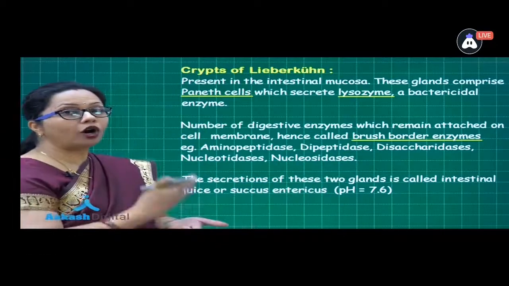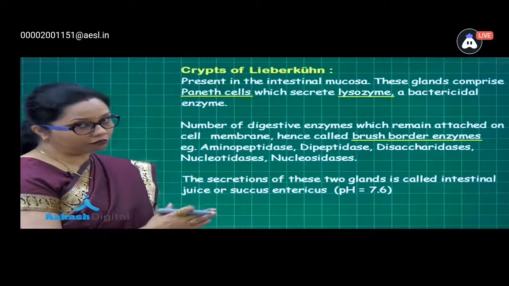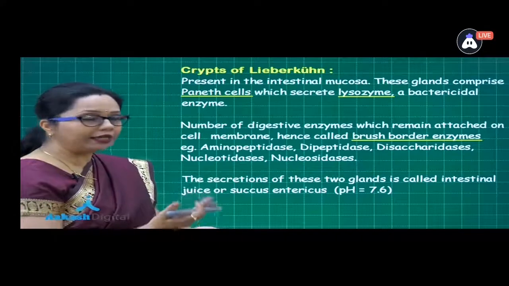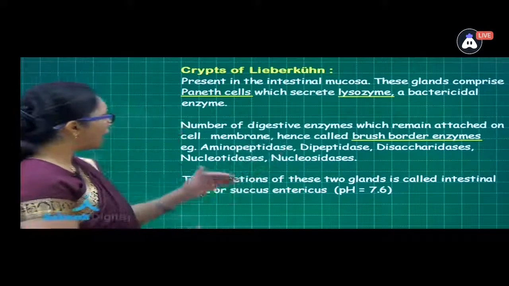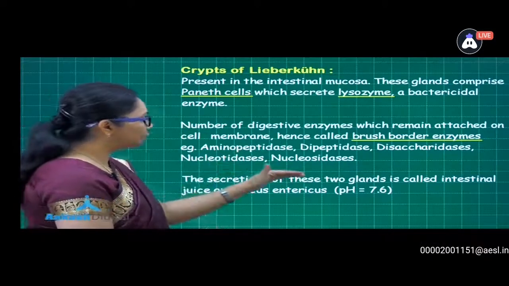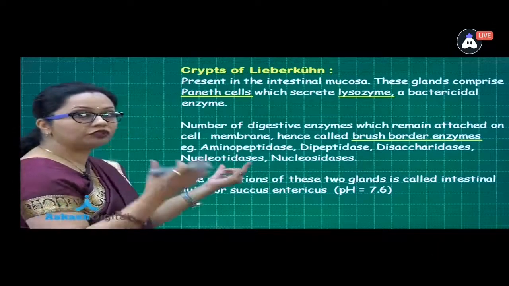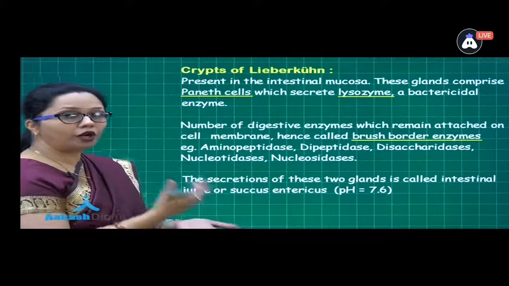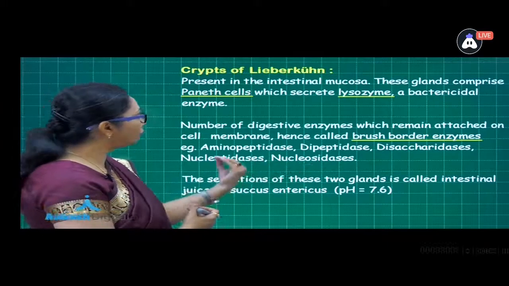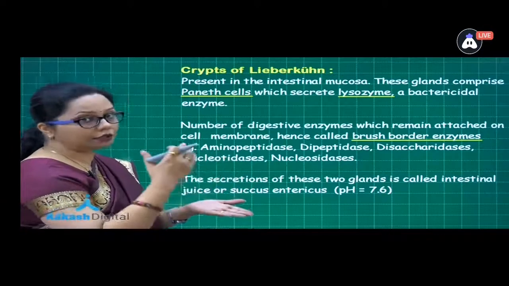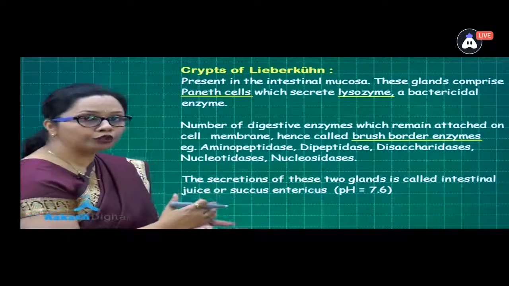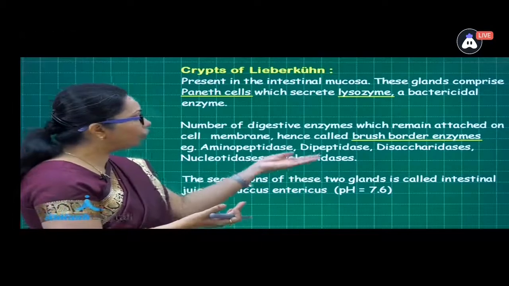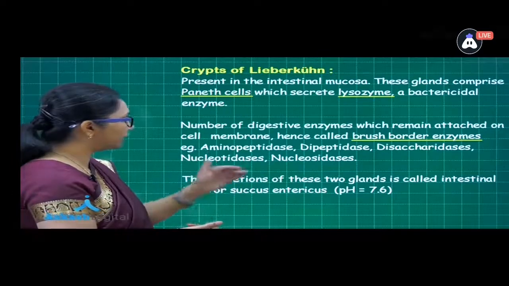Disaccharidases, that means those acting on disaccharides, like maltose is a disaccharide, that will be acted over by maltase. So maltase is one of the disaccharidases. Nucleotidases and nucleosidases. Here nucleotidases will be acting on nucleotides, which could be a deoxynucleotide or a ribonucleotide, and when that nucleotide is converted into a nucleoside by removal of the phosphate group, that is called nucleoside, and nucleoside will be acted over by nucleosidases.